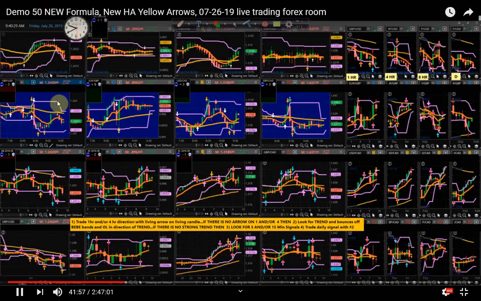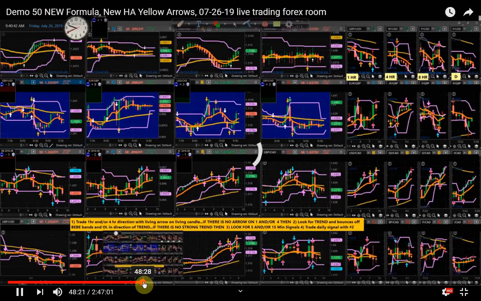GU was lovely after that BB band flip down on 5. You're right on the HA BB band here. You could have taken it there. Probably, if you want to wait for the signal, then wait for the signal. I'm just going to watch this one out to the end, I think.